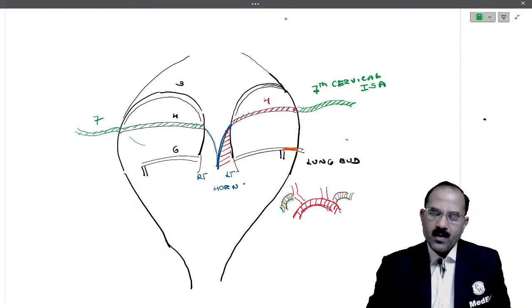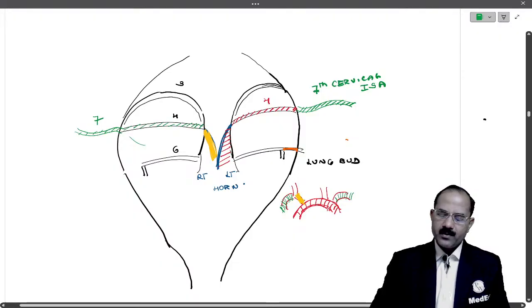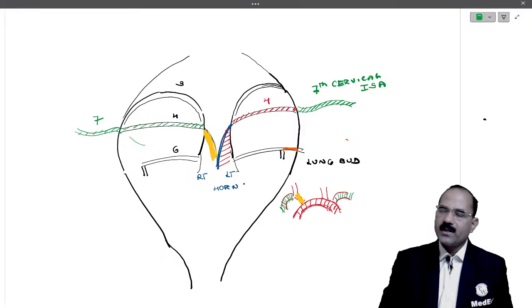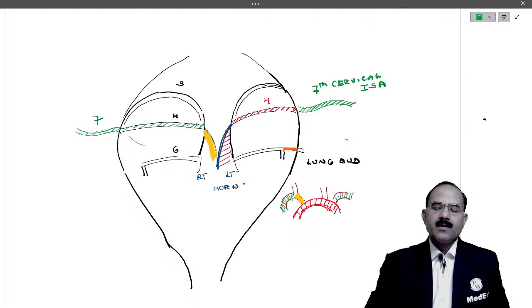Okay. What is this left horn of the aortic sac form? The right horn of the aortic sac forms the brachiocephalic trunk. Now we are left with only one arch artery, which is the third arch artery.